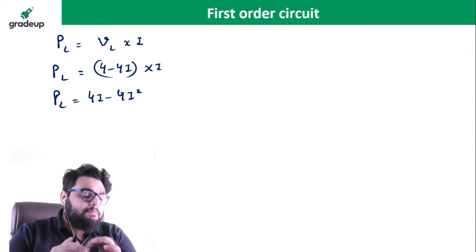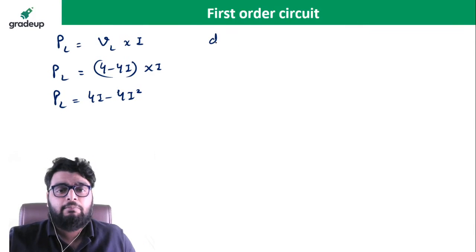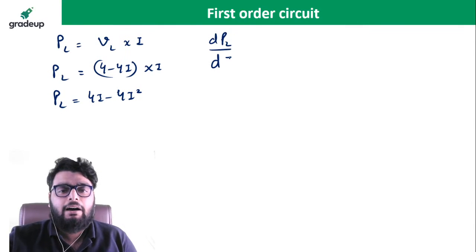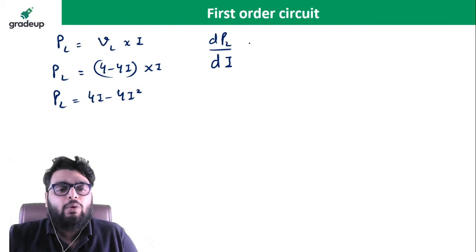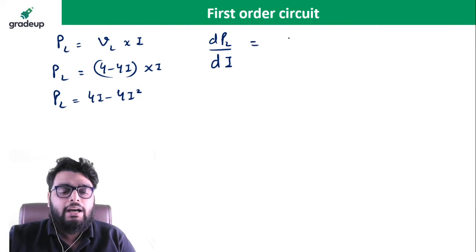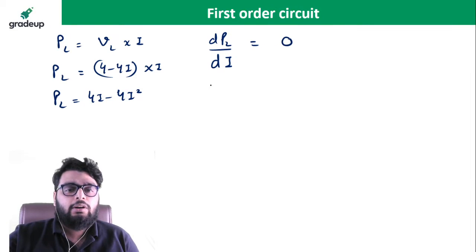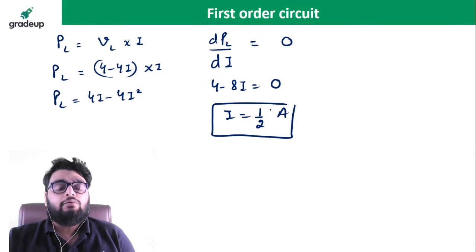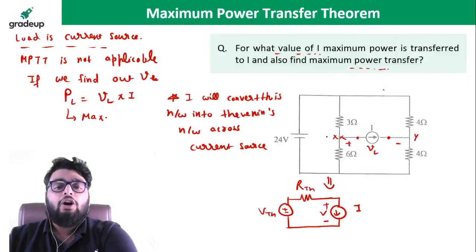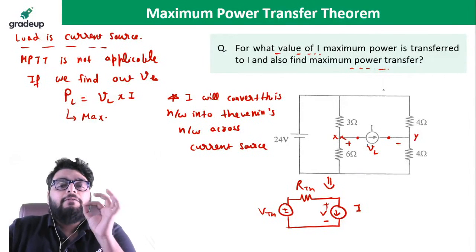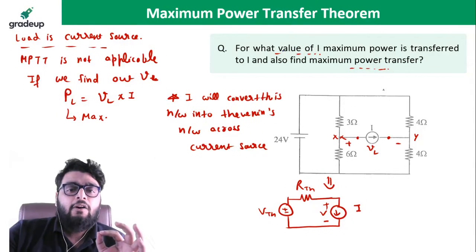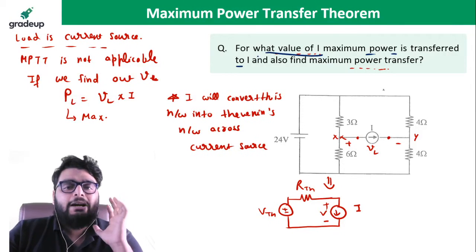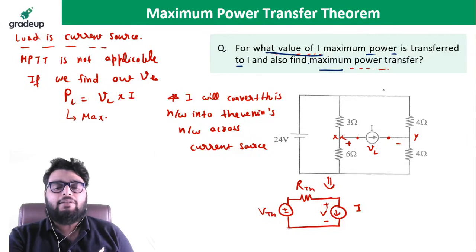Now I want this power to be maximum. So my friends, for the maximum power, I need to differentiate it with respect to I and put it equal to 0, right? So when you differentiate it with respect to I, you will get this thing, and the current we are getting is 1 by 2 ampere. It means what? To transfer the maximum power from the source to a load, the current must be 1 by 2. So they are asking, for what value of current maximum power should transfer? The value of I should be 1 by 2.